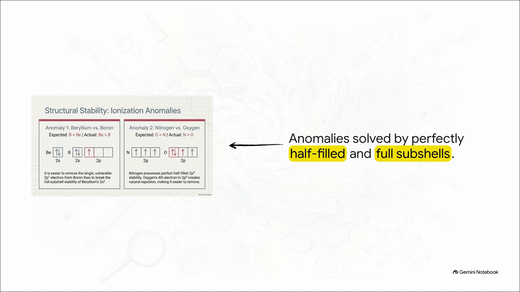What's fascinating is that quantum stability solves the mystery perfectly. Beryllium has a completely full 2s subshell, and nitrogen possesses this beautifully, perfectly half-filled 2p subshell. In the quantum world, perfect symmetry equals immense stability. They are stubbornly resistant to having that perfect balance broken by losing an electron, so it requires significantly more energy to remove one than the general trend would suggest.